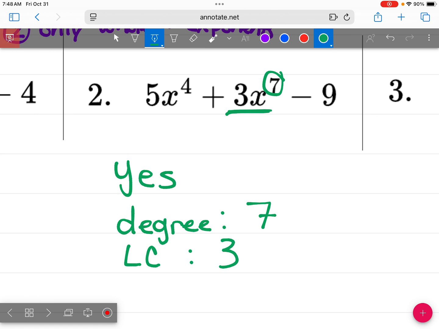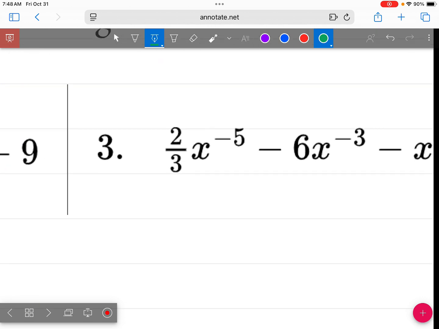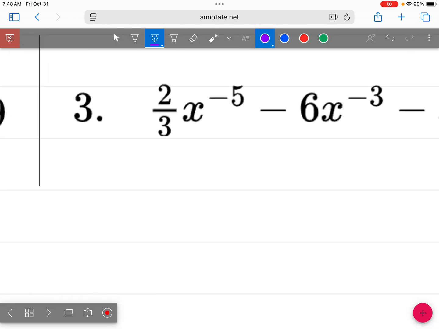So for number 3 here, what do we think? Polynomial or not a polynomial? No, because these negative exponents cause problems. What negative exponents do is they put that term in the denominator. This term was the same thing as having 6 over x cubed. It is being divided by x. That's not okay. We can't do that. That makes it non-continuous, which we will look at eventually, just not right now.